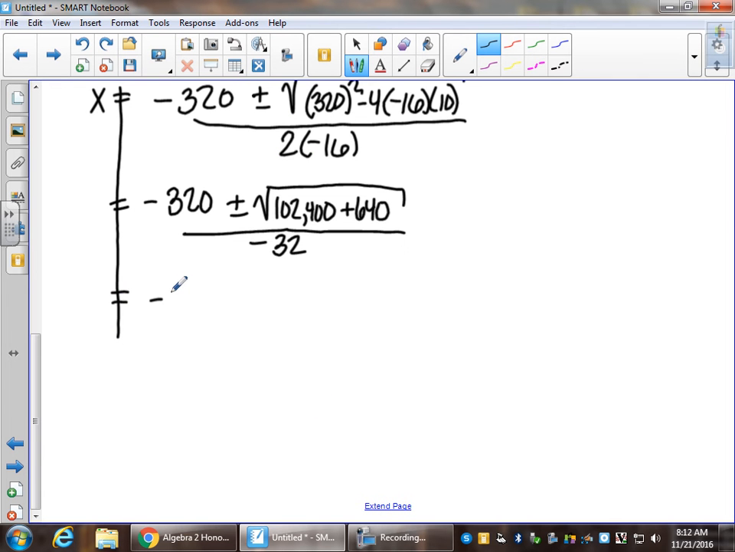Once we're dealing with real world, we will have decimal answers. So adding 640 and 102,400, we get the square root of 103,040.